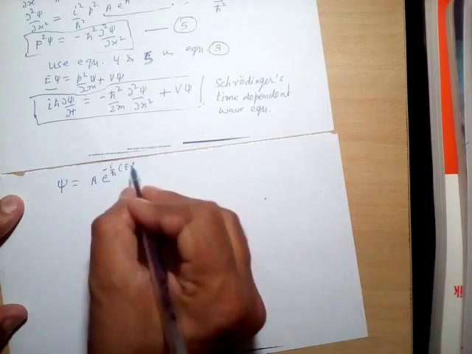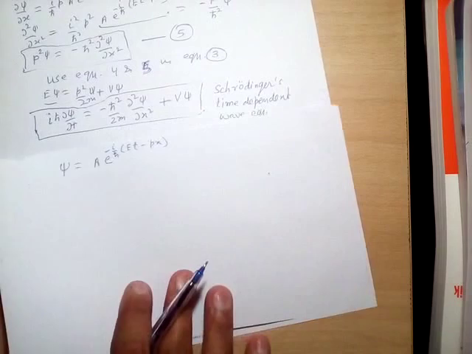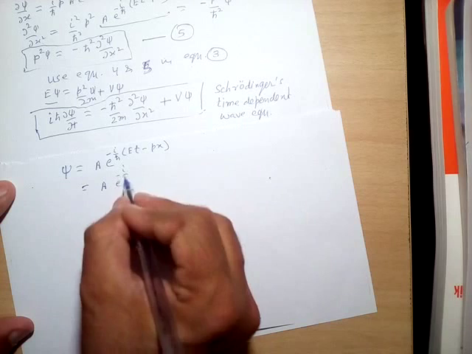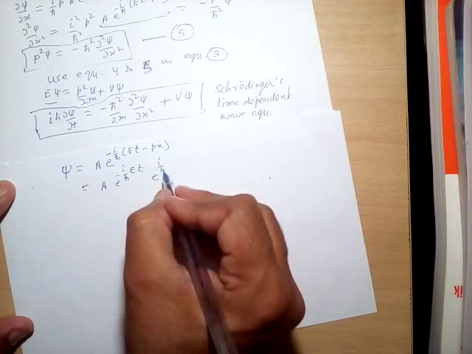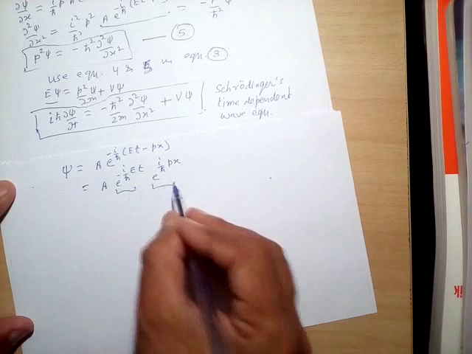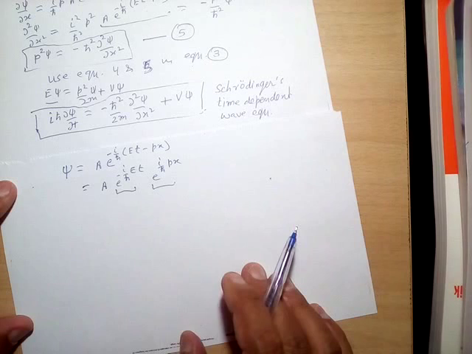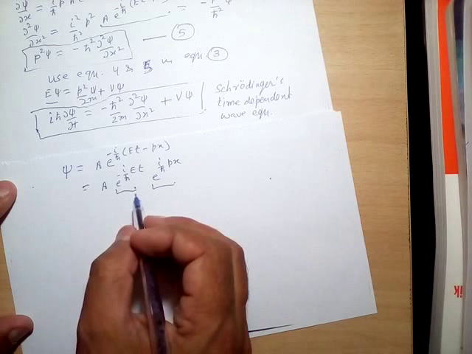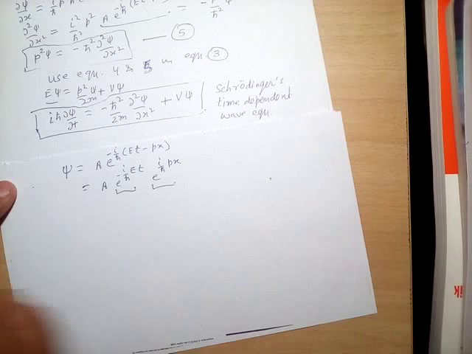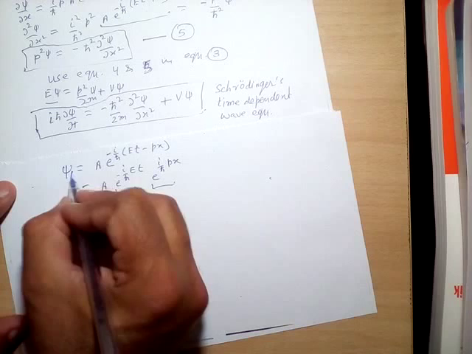So it is a function of, or I can write this as A e to the power minus iota by h cross E t into e to the power iota by h cross p x. It is a product of a function of x and a function of t. And here we will define psi as a function of x and t.